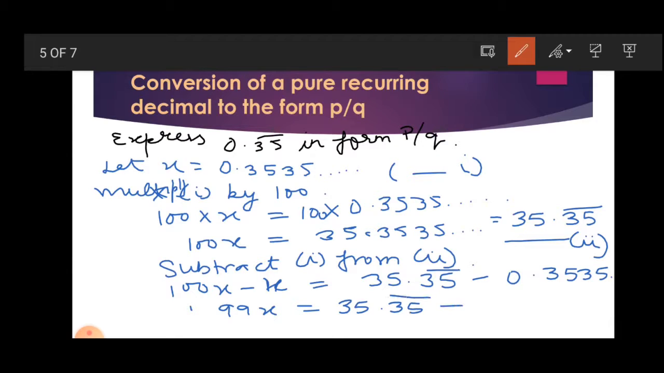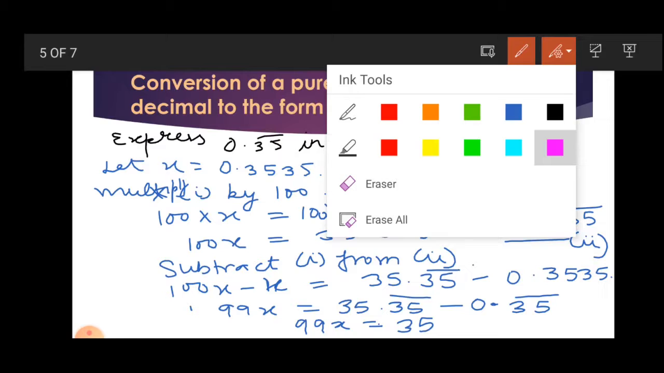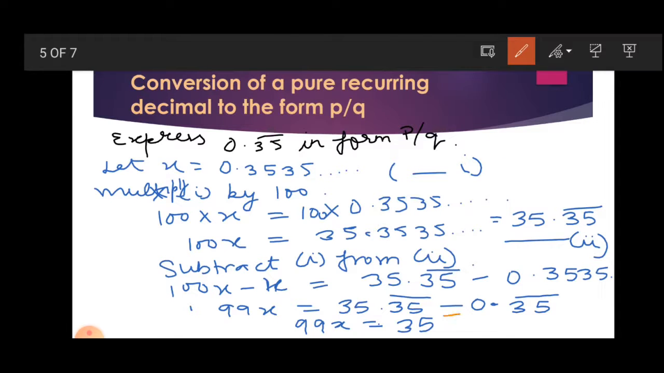100x minus x is 99x, which is equal to 35.35 bar minus 0.3535, which is a repeating decimal, so we can write it as 0.35 bar. So 99x is equal to 35.35 bar minus 0.35 bar, which is equal to 35. So the value of x is equal to 35 by 99. So 0.35 bar in the form p by q is equal to 35 by 99.